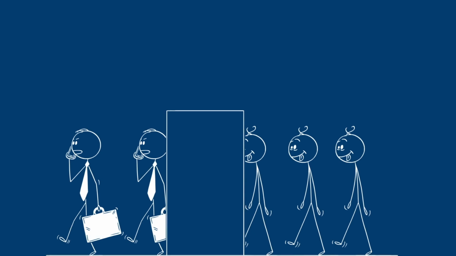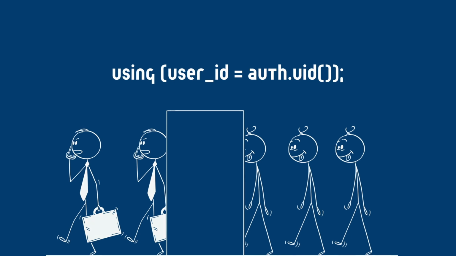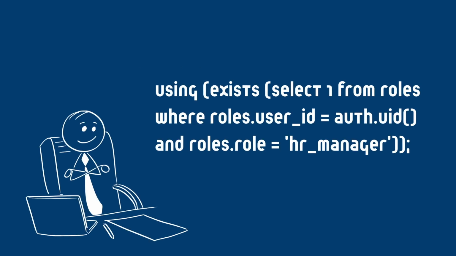Another scenario is in a human resource application where employees should only be able to access their own records while HR managers can access all the records. So you can have two types of policies for the select command. You can have one policy where employees can only view their own records, and then you can have another policy where only HR managers can view all those records. So those are two roles. You can have a role for employees, and then you can have a role specifically for HR managers.